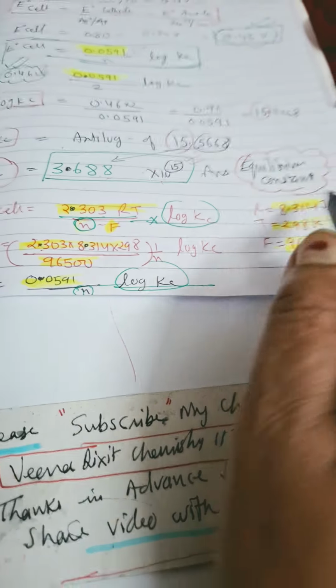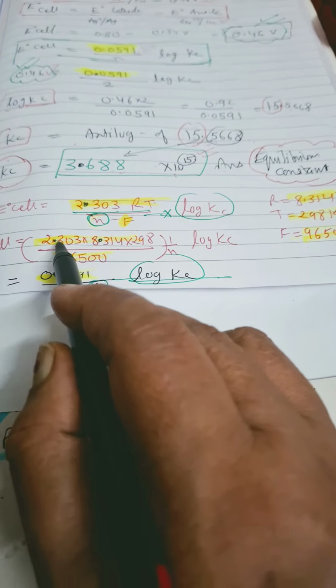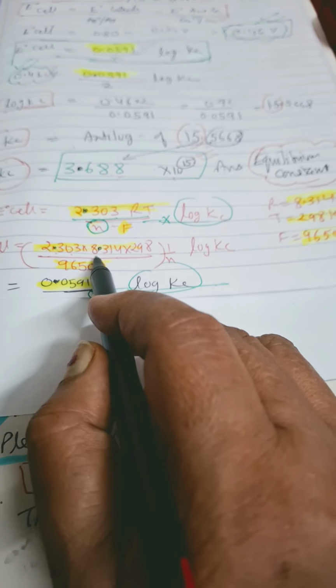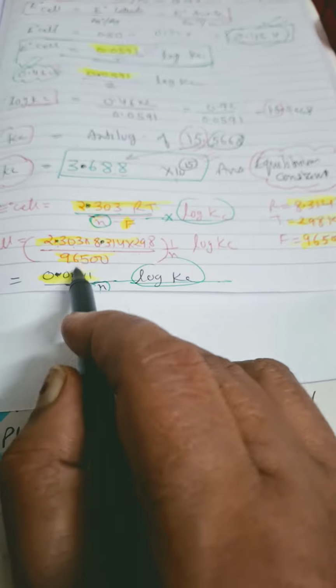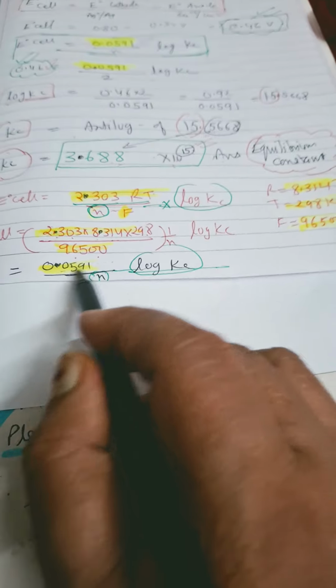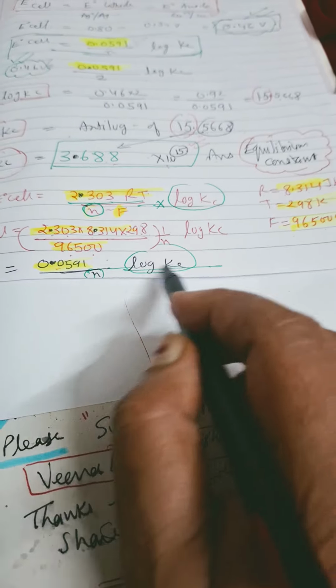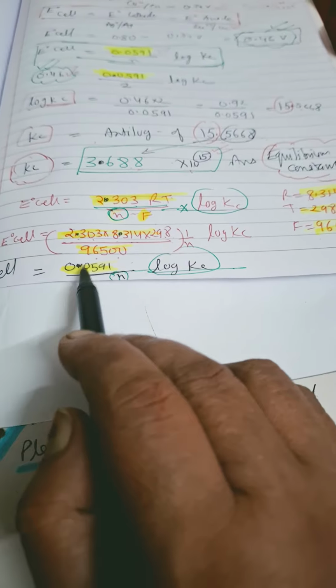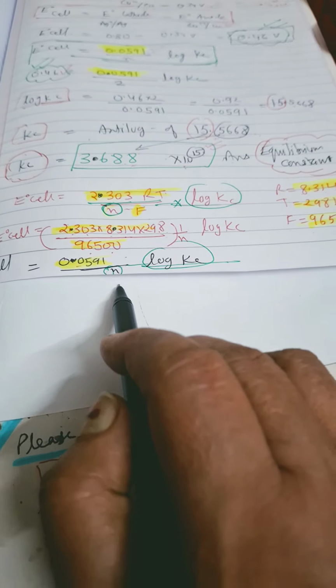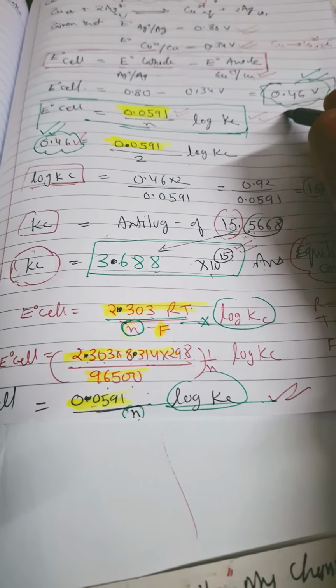When we put these values in this equation and multiply 2.303 into 8.314 into 298 divided by 96500, it comes to be 0.0591, and this 1 by n log Kc will remain behind. So that is why E naught cell is equal to 0.0591 by n log Kc. This is the formula we are using.